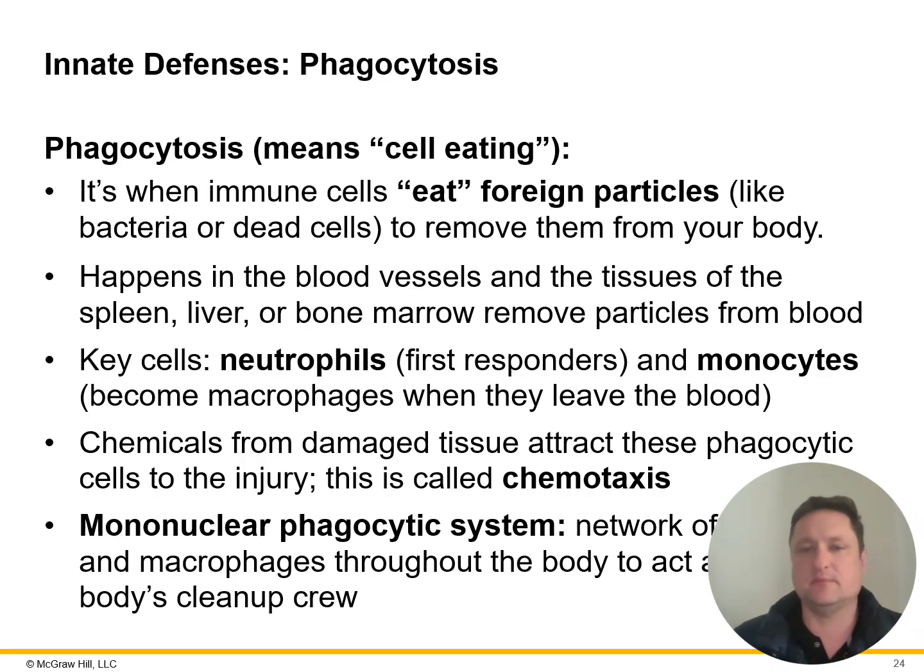After arrival, they bind to the target, internalize it in a vesicle, fuse it with enzyme-filled lysosomes, and then they destroy it. Together, monocytes and tissue macrophages form the mononuclear phagocytic system, a distributed cleanup crew stationed throughout the body. Their work limits spread, clears the battlefield after inflammation, and presents antigens to lymphocytes to jumpstart the adaptive immune response for lasting protection.